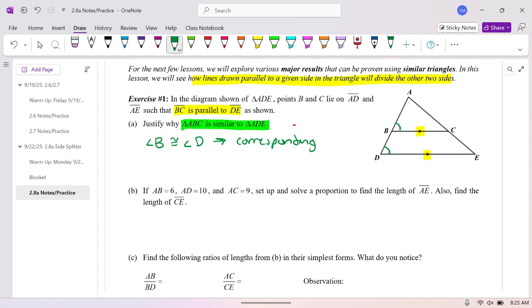What's another pair? C and E. So we could say that.